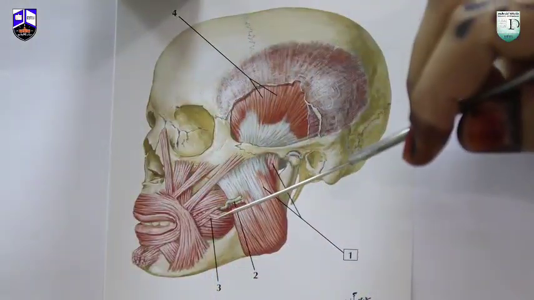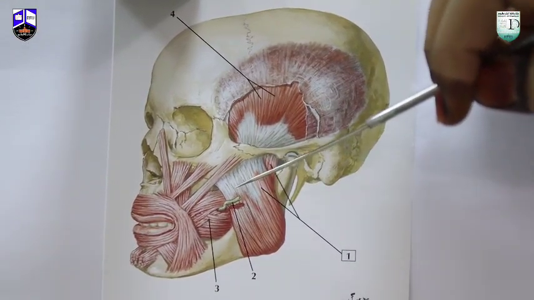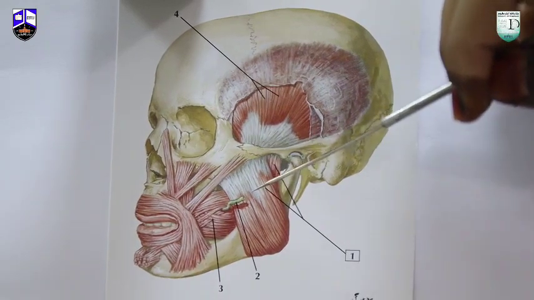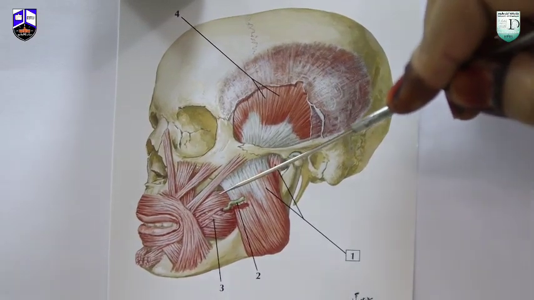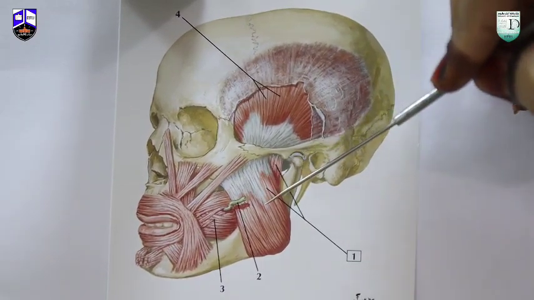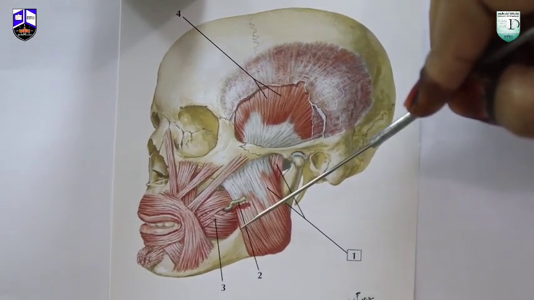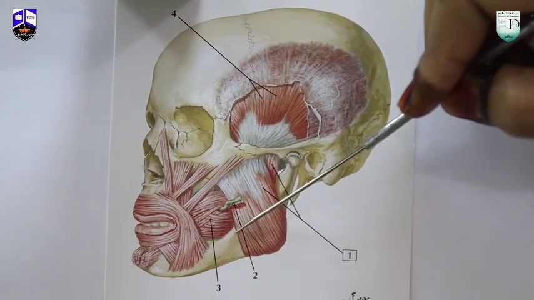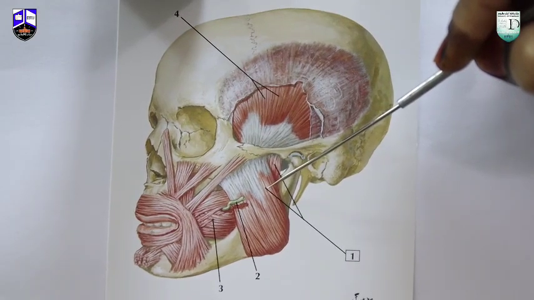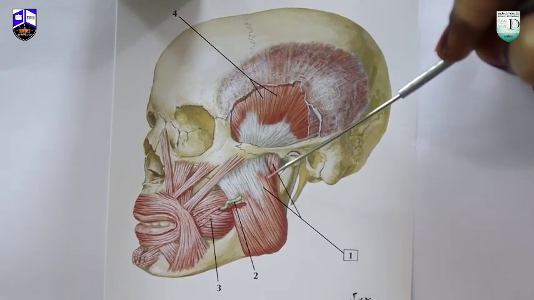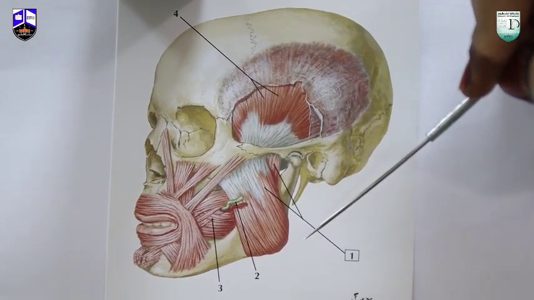The buccinator originates above the molars here. This is the buccinator muscle. It originates opposite the molars, from both the maxilla and the mandible. From the maxilla it originates horizontally opposite the molars or above them, and from the mandible it originates opposite the molars, just below them, from the oblique line of the mandible. And also it originates between the maxilla and the mandible from the pterygomandibular raphe that stretches between the pterygoid hamulus above and downwards to the retromolar area of the mandible.